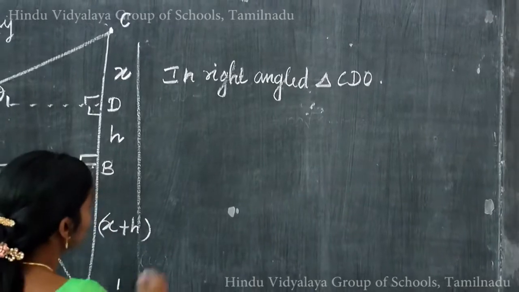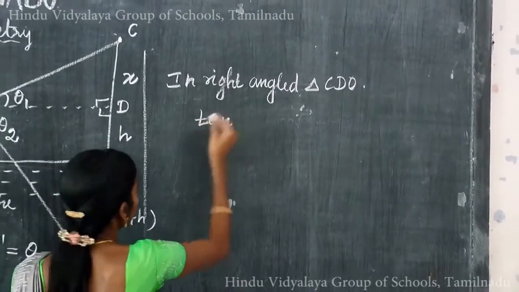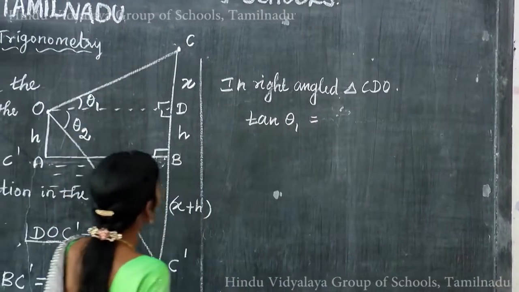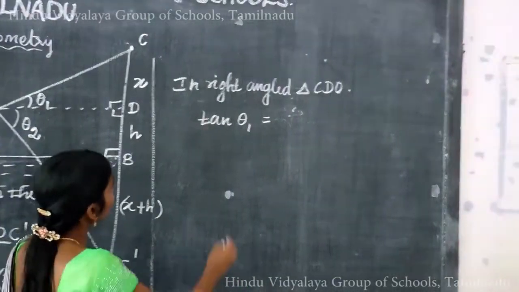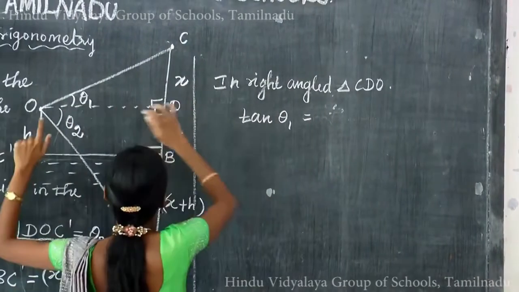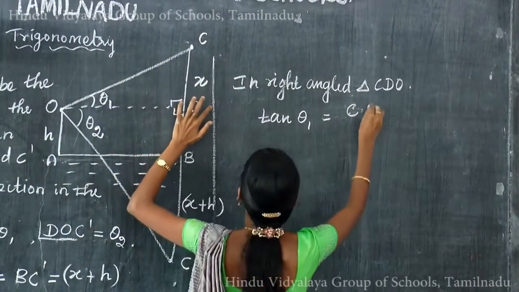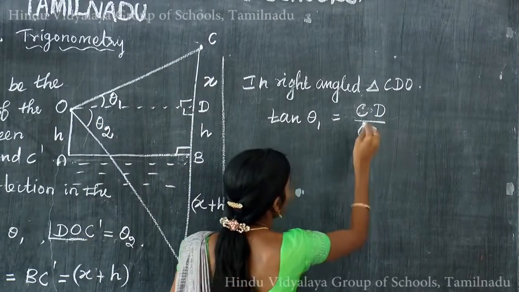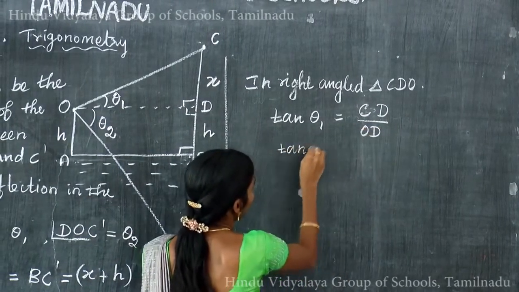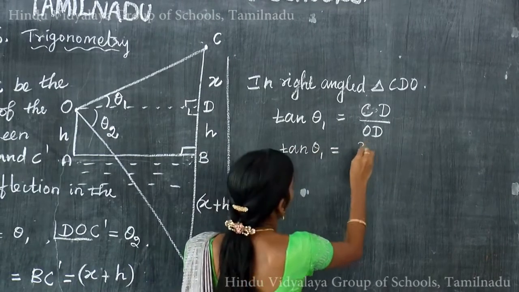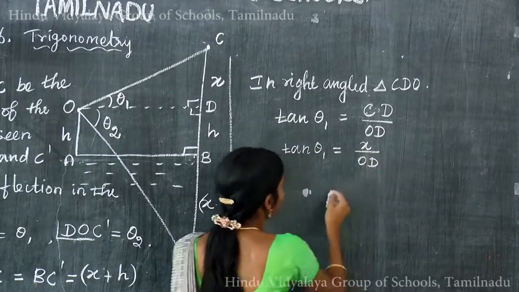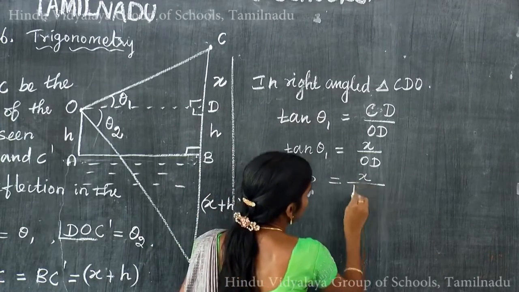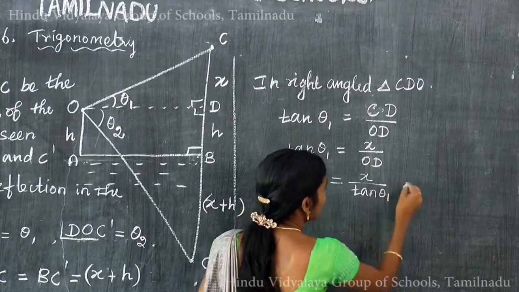Consider the ratio tan. So tan, here theta is theta 1. So tan theta 1. What is the formula for tan theta? Yes, that is opposite side by adjacent side. So from the diagram, opposite side is CD and the adjacent side is OD. Substitute the values. Tan theta 1 is equal to x by OD. Cross multiply, OD is equal to x by tan theta 1. This is equation 1.